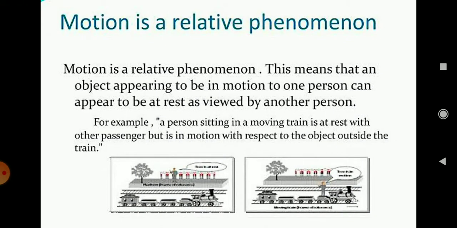Moving ahead, motion is a relative term. It means it can appear as motion to one person, but for another it can be viewed as at rest. Like a person sitting in a moving train is at rest with respect to the other passengers. The people sitting in the compartment of the train are in a rest position for each other. But if someone is watching them from outside the train, the passengers in the moving train are all moving from that person's perspective. So we say that motion is a relative term. It means it could be at rest for some people and it could be in motion for some.